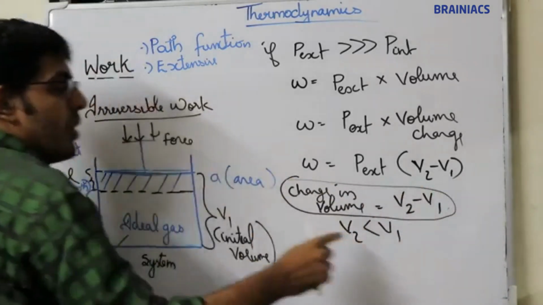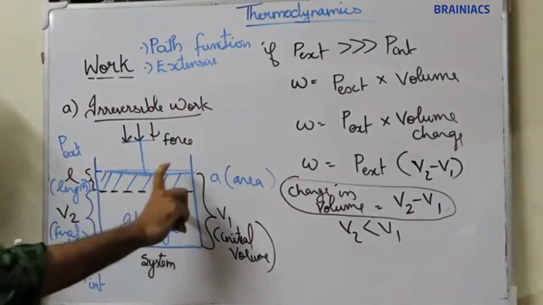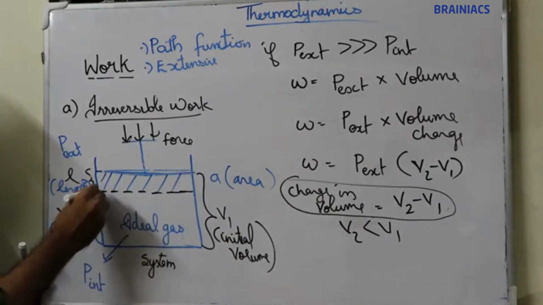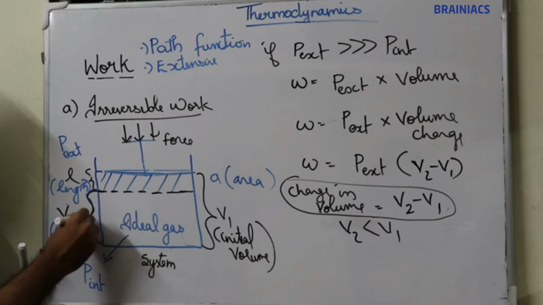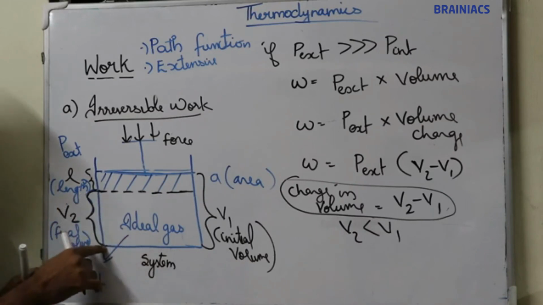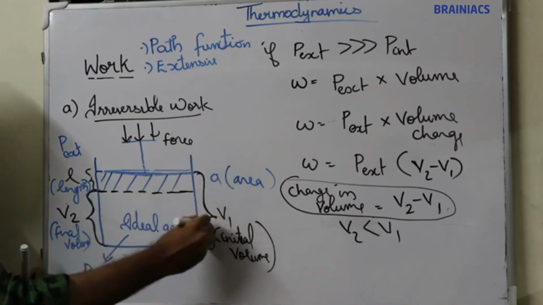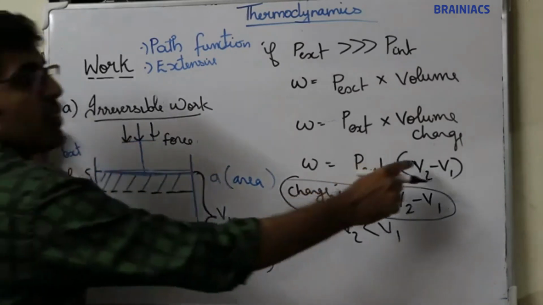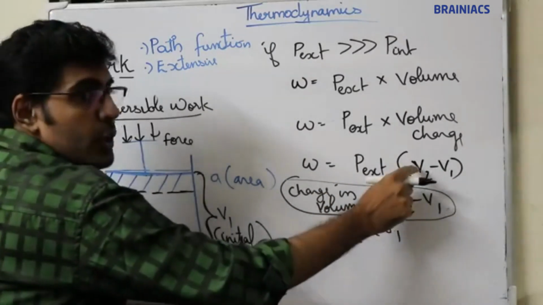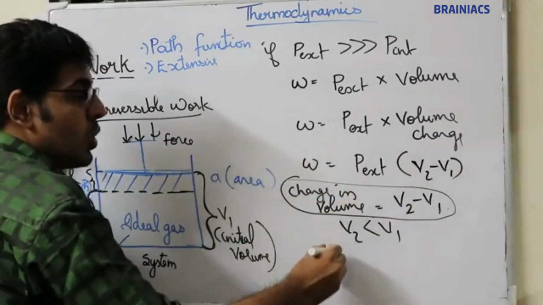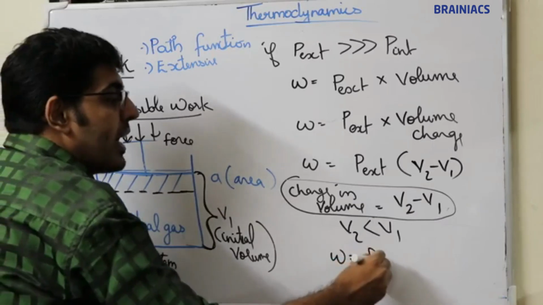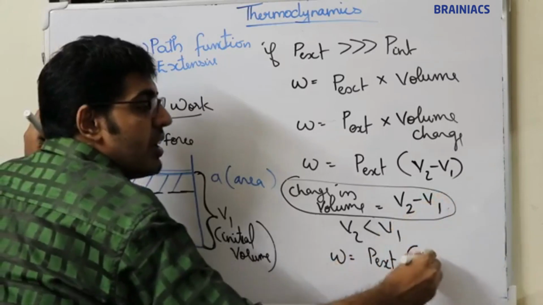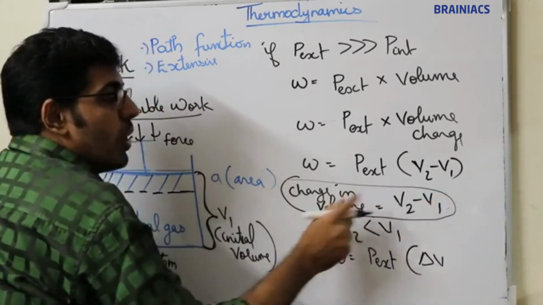Now, from this figure, we can find that V1 is greater than V2. V2 is from this part to this part, and V1 is from here to here. So here V2 is less than V1. So when we subtract V1 from V2, V2 is lesser and V1 is greater. So W is equal to P external into V2 minus V1, that is delta V, change in volume.